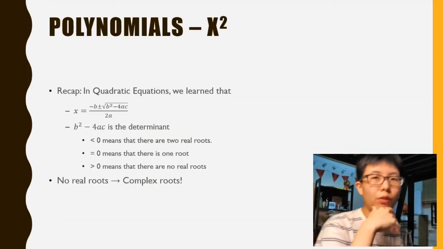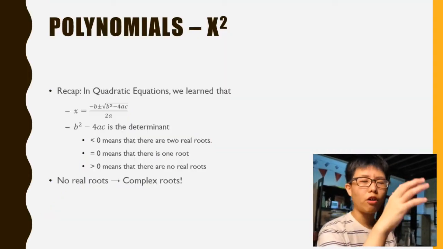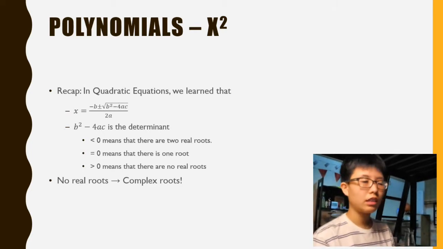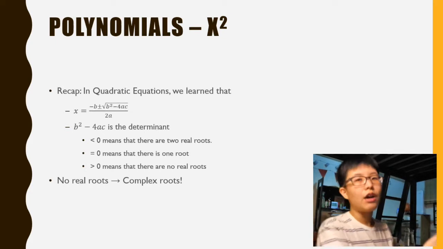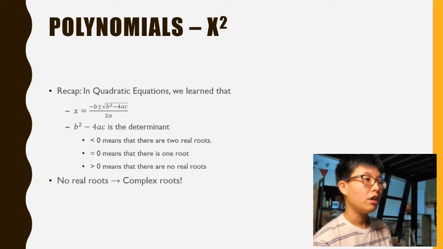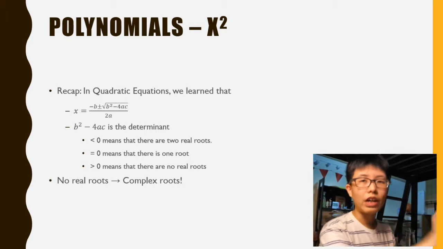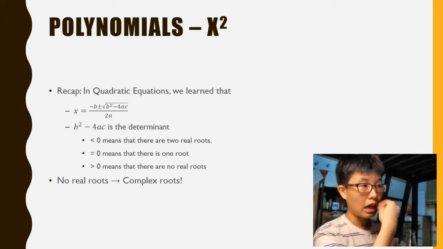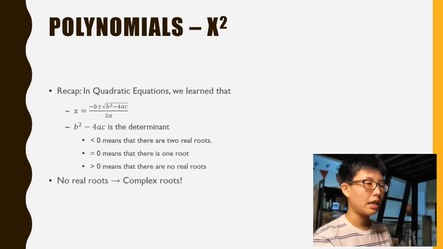Alright, so first of all we're going to do a little bit of a recap for quadratic equations. If you studied quadratic equations, you would have learned this formula, which is x equals minus b plus or minus the square root of b squared minus 4ac, over 2a. It's a mouthful. What you also would have learned is this thing called the discriminant, and basically the discriminant is b squared minus 4ac, and it tells you how many roots there are in this equation.